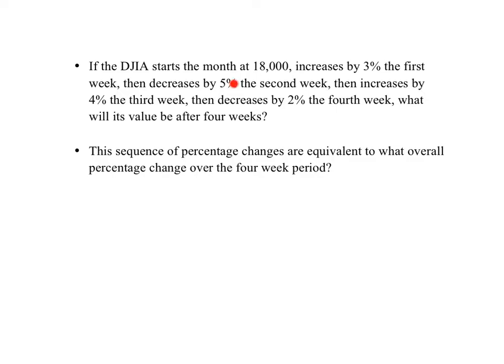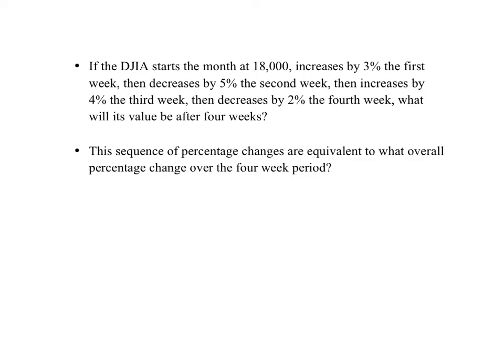This 5% decrease is not 5% of 18,000, it's 5% of whatever the level is at the end of the first week. And this 4% increase is not 4% of 18,000, it's 4% of wherever the Dow is at the end of the second week. So these four different percentages are not percentages of the same thing, so they're apples and oranges if we try to add them to one another.